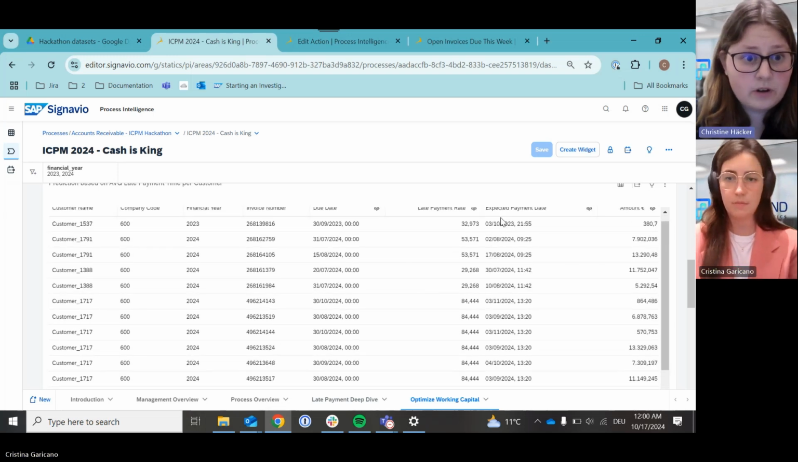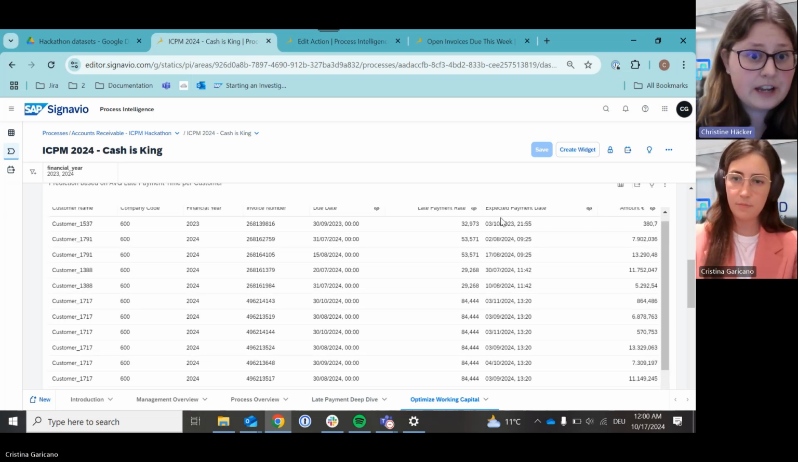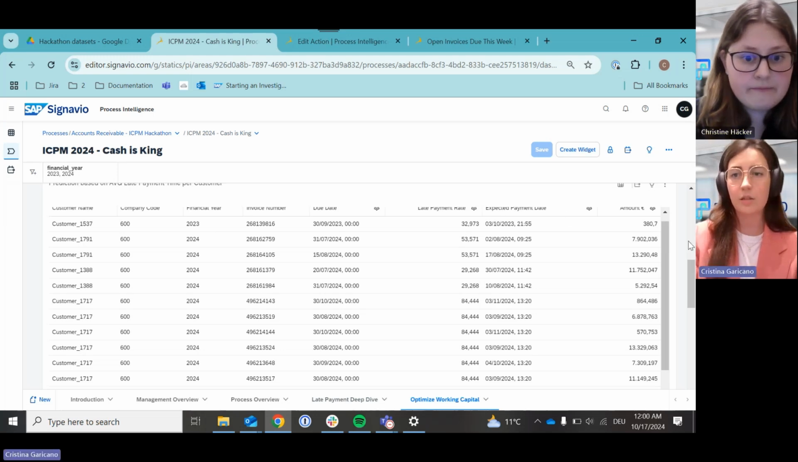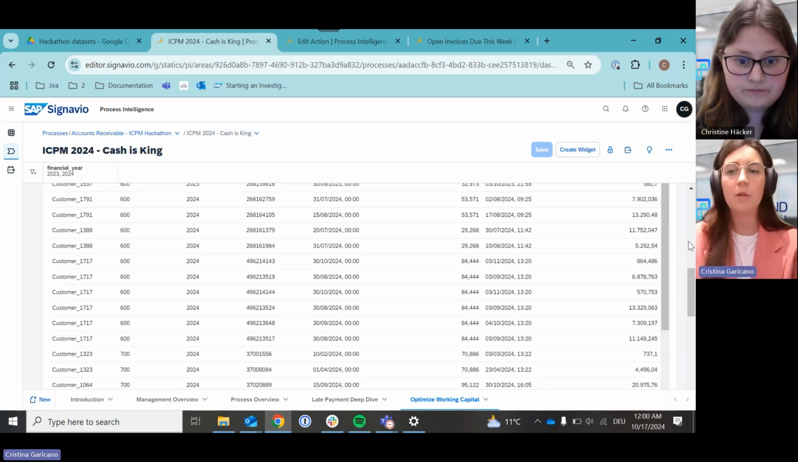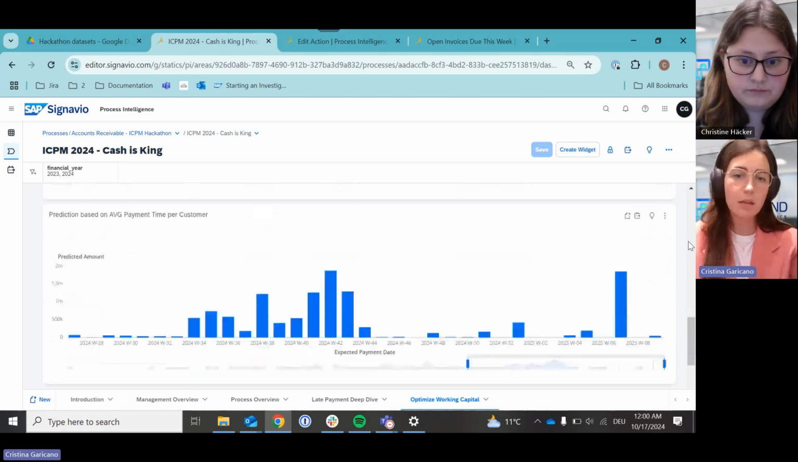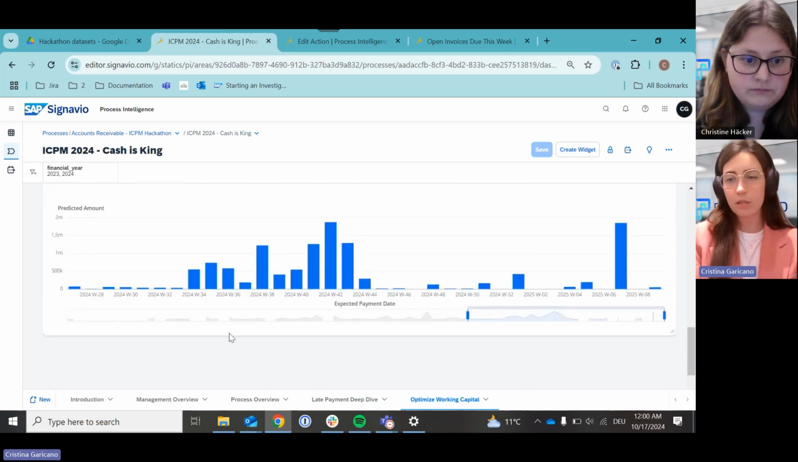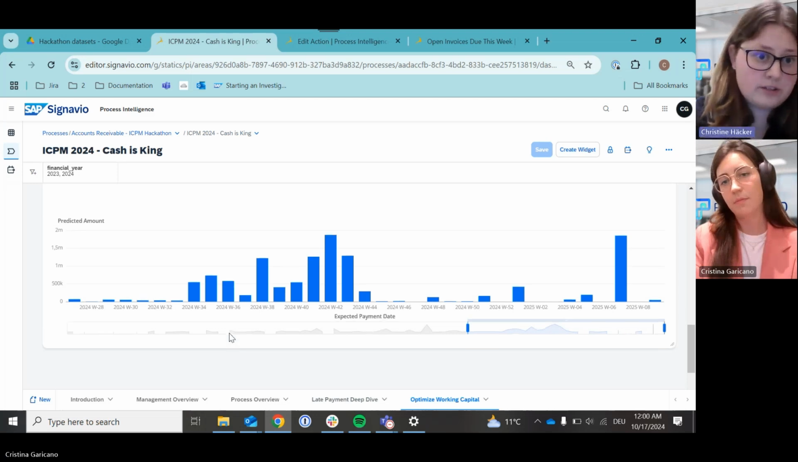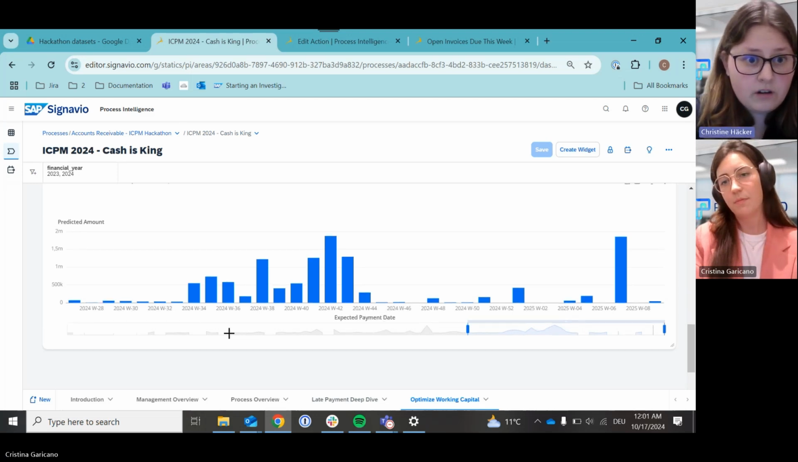So based on that, we can also create a forecast of the cash flow, right? Exactly. So we not only have data for late payments, but also for the ones that are early and on time. So we can look at the future and see, okay, this is our predicted or expected cash flow over the next year.